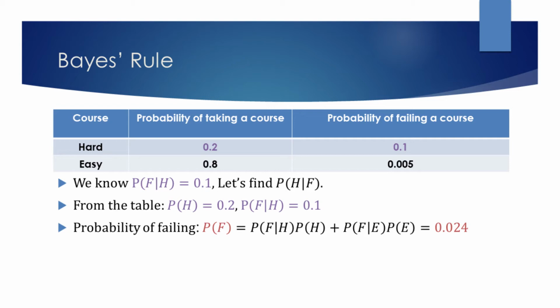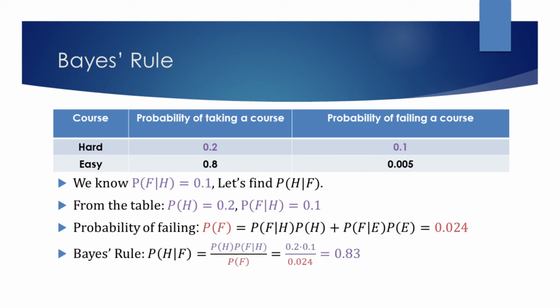What we do not directly know from the table is the probability of failing a course in general. However, it is simply the sum of the probabilities of taking and failing a hard course, and taking and failing an easy course. If we now substitute our findings into the formula for Bayes' rule, we will find that given a student failed, the probability that they failed a hard course is 0.83.